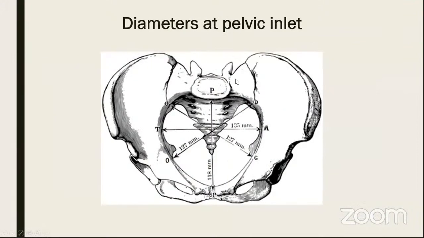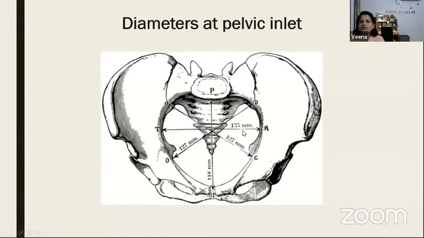Then they'll go for the different diameters of the pelvic inlet. For labor to start, the head has to enter the pelvis, right? And what do you call that process when the maximum diameter of the fetal head crosses the brim? Engagement. So everything occurs at this particular level. Only when it is able to negotiate this part does the rest of the pelvis become important for us. There are three diameters, very easy to remember: anteroposterior, oblique, and transverse diameter.